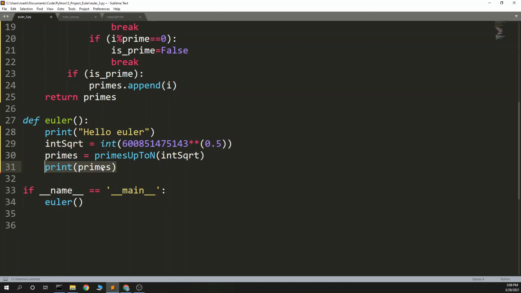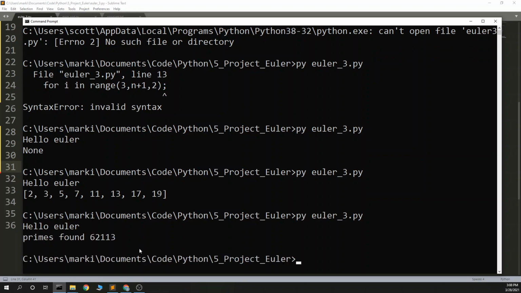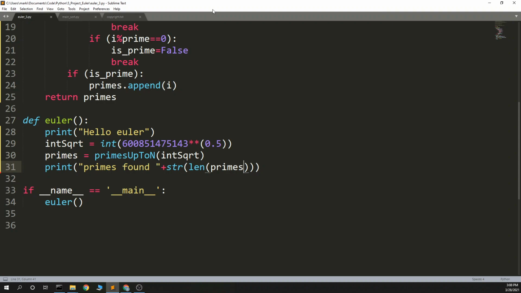Print. And now I'm just curious. I don't need to list them all, but I'm just curious if this is going to run in a reasonable time. And let's see how many there are. Length. Is this going to run in a reasonable amount of time? Okay, that was a couple seconds. There's 62,000 of them, which is fine. So we have primes, and now we need to get prime factors.